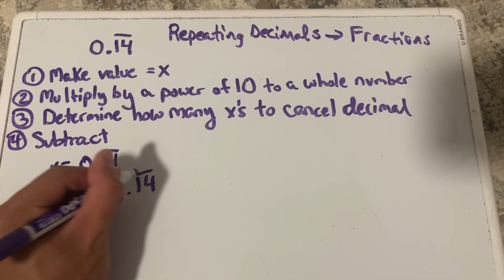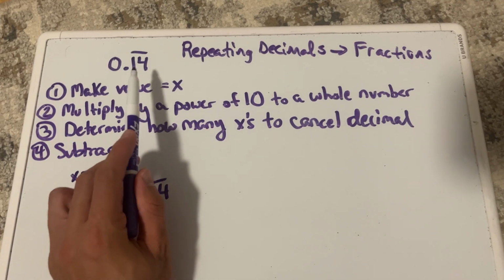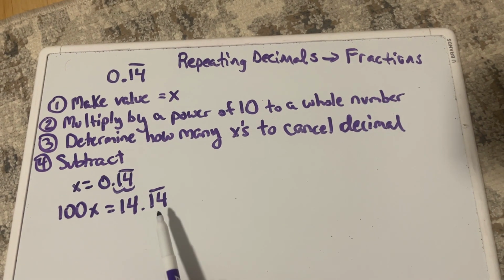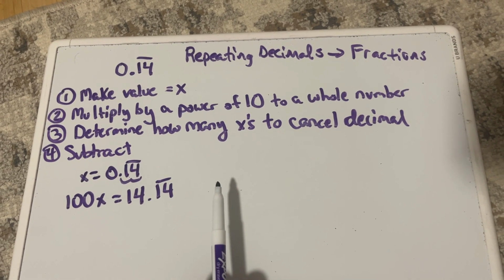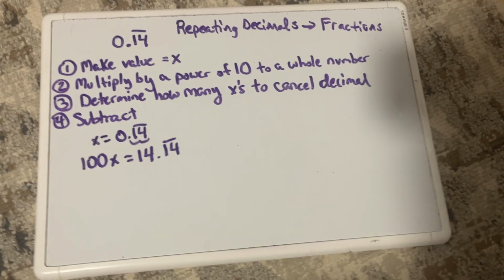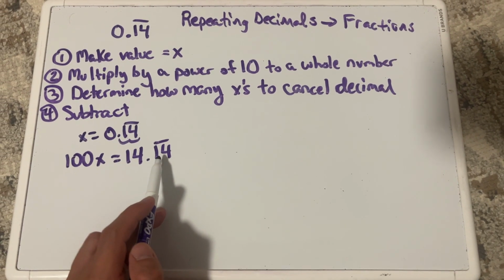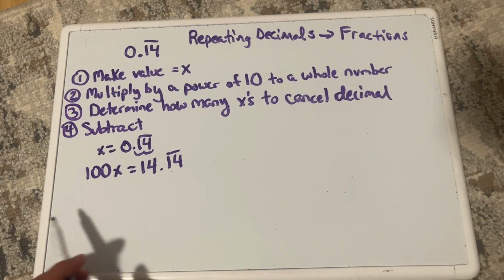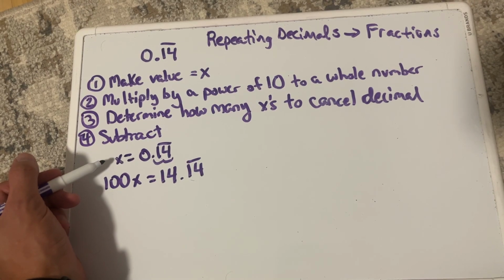14.14 repeating. Remember, this 1, 4 is still there because it started here. If I multiply this by 100, the 1, 4 is still going to repeat even after the decimal. I'm just not showing you the 1, 4 forever. And now, I really don't want this 0.14 here. I don't want it. So what I'm going to do is subtract it. And how am I going to do that? I'm going to use this first x to help me find it.